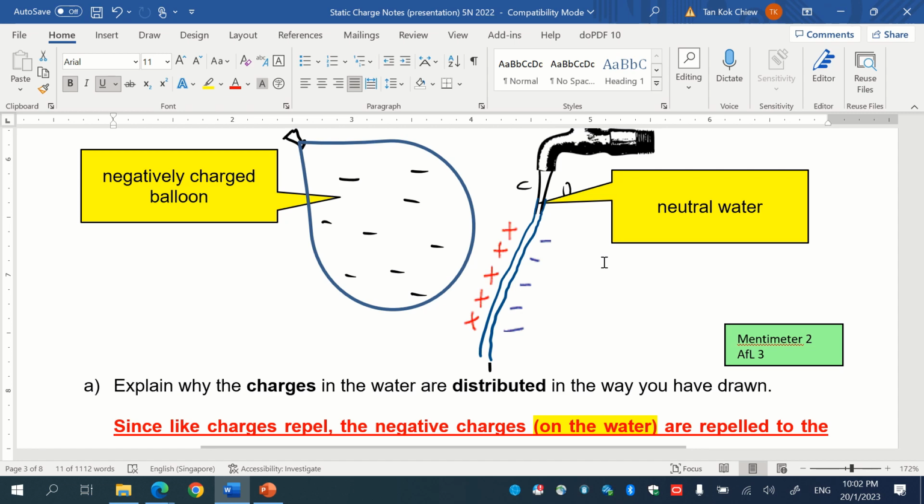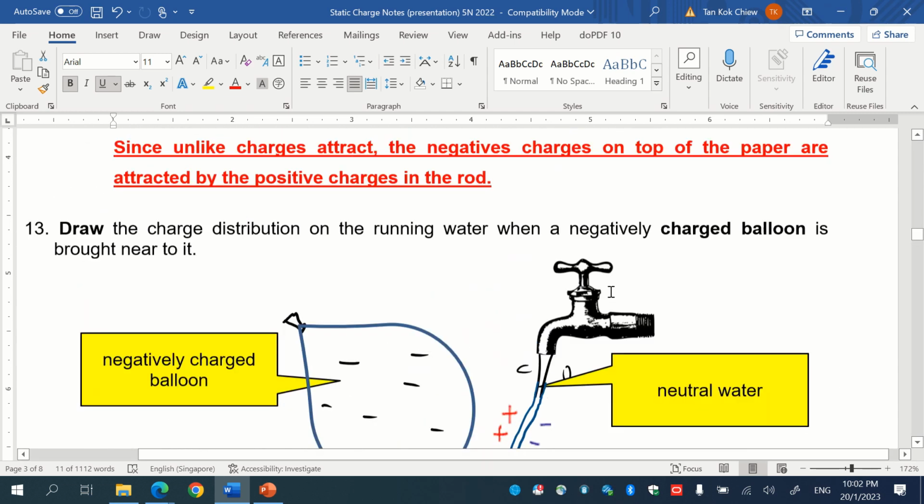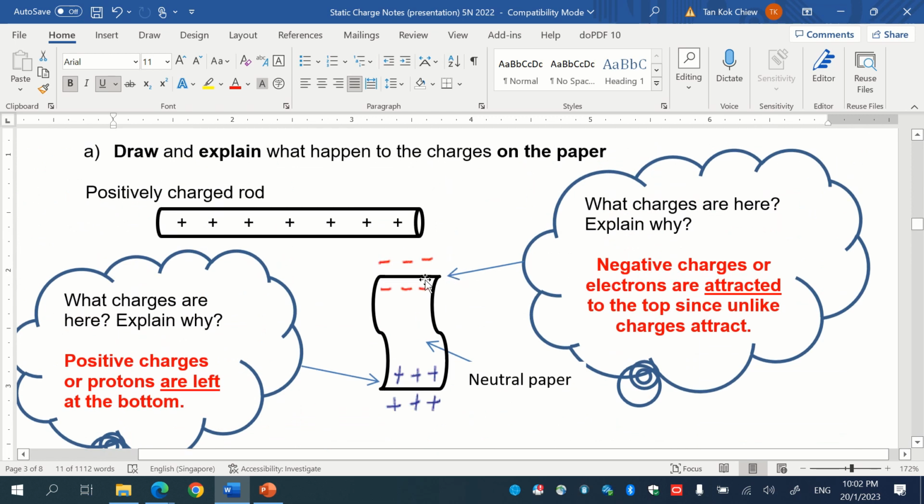Let's compare with the answer previously. How is it different? Previously, the charged body was positive. When you bring it near to this paper, the neutral body, the electrons get attracted to the top. So the way I answer now is by attraction. Since unlike charges attract, the electrons are attracted to the top.